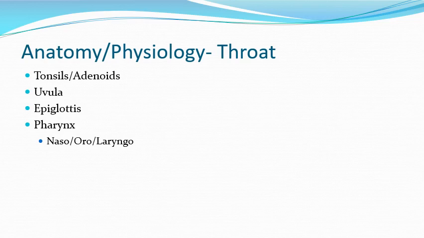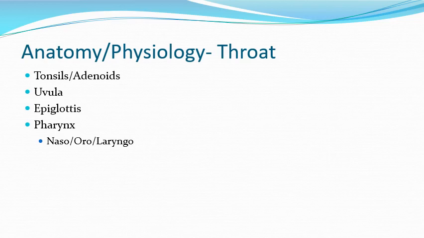So the pharynx or the throat is an area of the body that allows food and fluids to pass from the mouth to the esophagus, and also allows air to pass into the lungs. It's divided into three sections. You have the nasopharynx, the oropharynx, and the laryngopharynx.